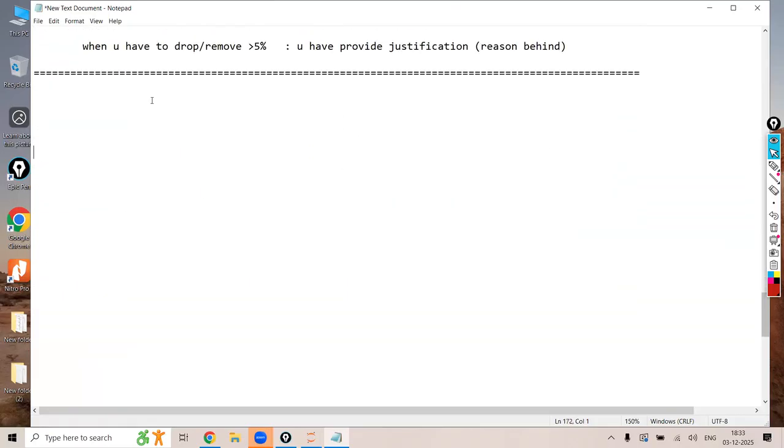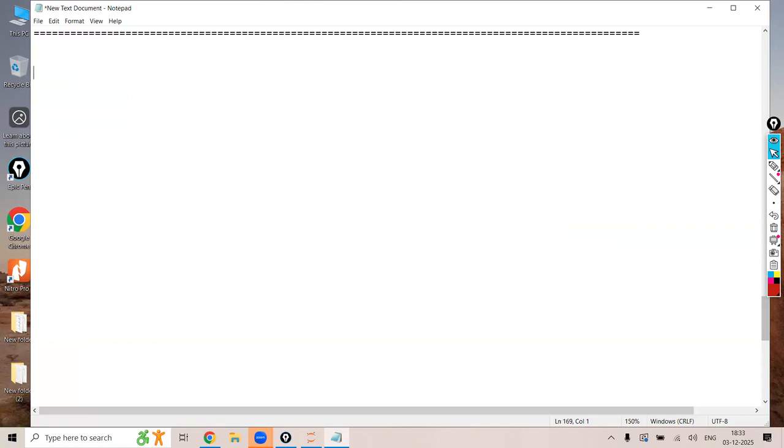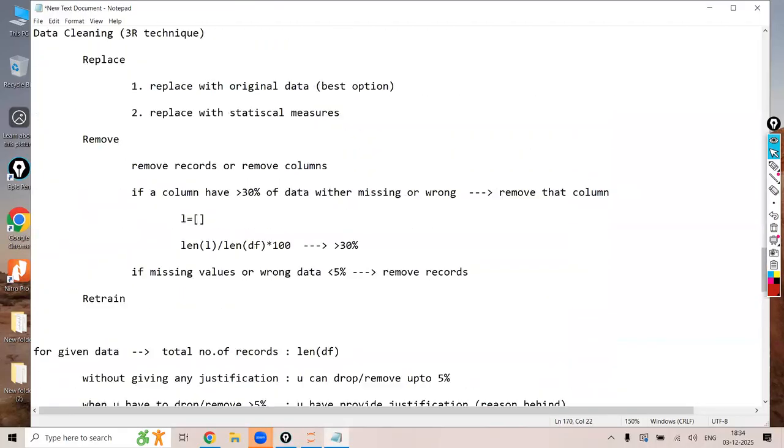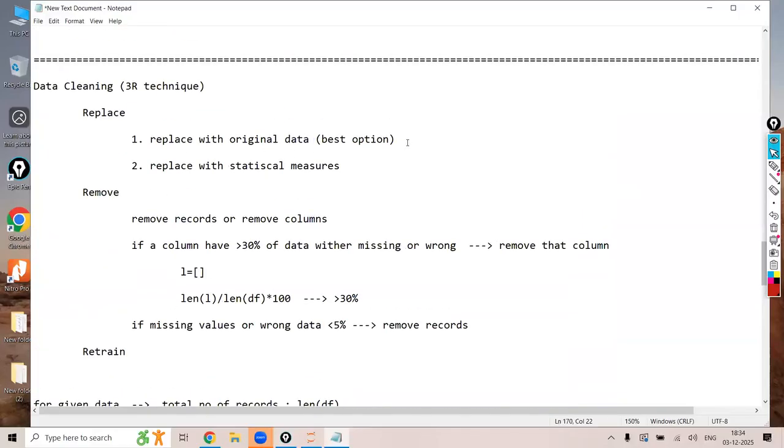Yes. Right? Now, coming back. Here I'm slightly entering into the statistical measures. Before doing the data cleaning, this is required. Why? Because to replace, we first require the original data. In 90% of the cases we will not get the original data. Some cases will get the original, and at that time we are going to replace.